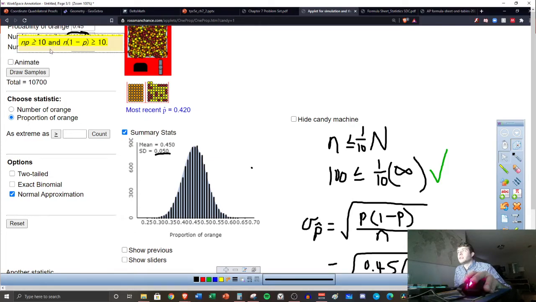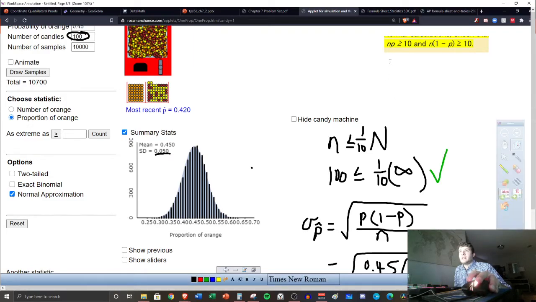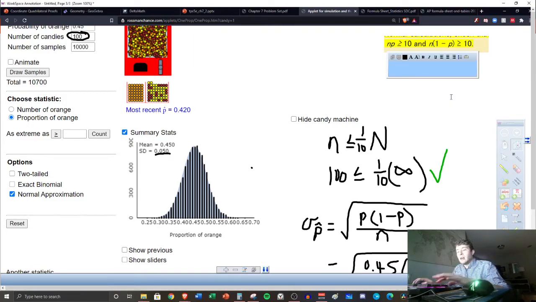And then we're going to check these conditions based on what we have. So for us, it's n is 100 times 0.45, which is the probability. Is that greater than or equal to 10? And both of these have to be true. 100 times 1 minus 0.45 greater than or equal to 10. So both of these have to be greater than or equal to 10.